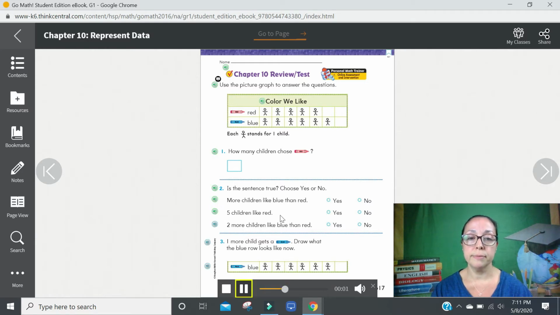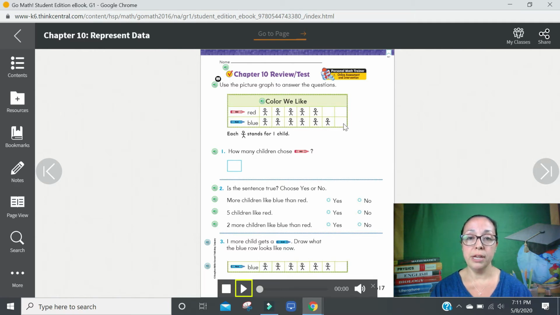All right, the next one. 5 children like red. Yes, no. 5 niños le gustan rojo, sí o no. So just take a look over here and see if that's true and fill in yes or no. Okay, vamos a seguir. 2 more children like blue than red. Yes, no. 2 más niños le gustan azul que rojo, sí o no.